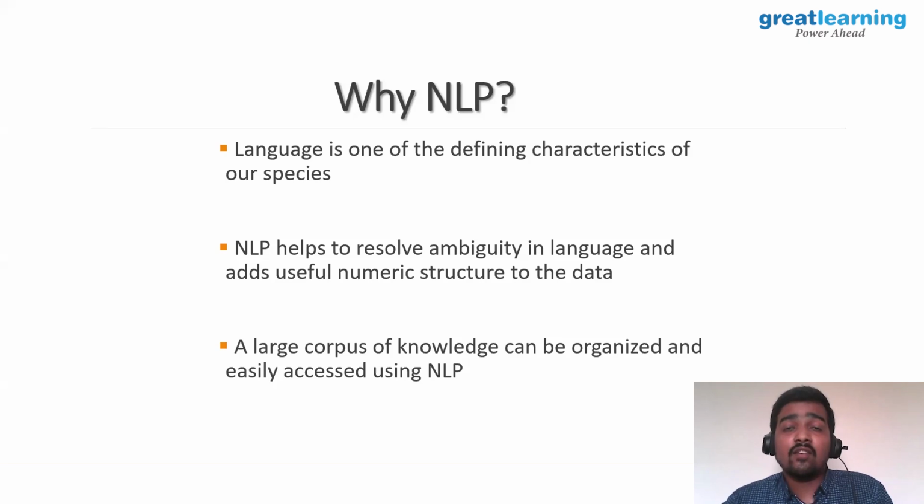So these are all some of the defining characteristics of our species, and it helps to resolve ambiguity in the language and adds useful numeric structure to the data. So with this NLP we can resolve the ambiguity in the language, which means that we can derive some patterns out of it, based upon which we can draw some more insights out of it, right? And a large corpus of knowledge can be organized and easily accessed using NLP.